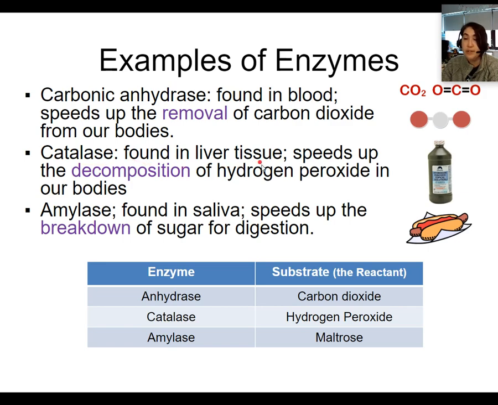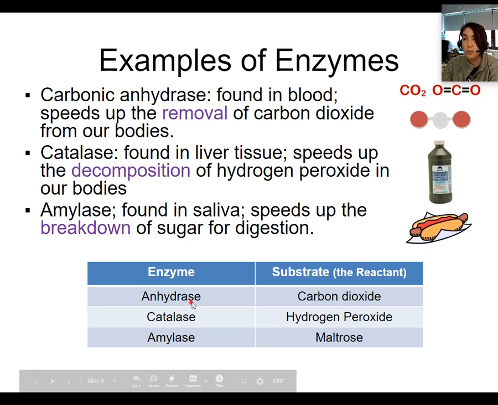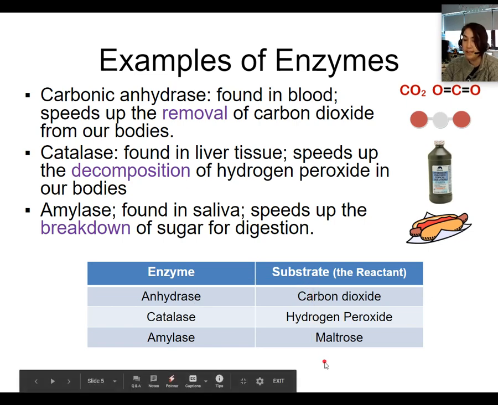Catalase, it's found in liver tissue. It speeds up the decomposition or the breaking down of hydrogen peroxide in our bodies. And amylase, it's found in your saliva, and it speeds up the breakdown of sugar for digestion. It gets those starches broken down into simple sugars. So you notice all of these enzymes have that ending of ASE. When you see ASE at the end of a term, that's going to be an enzyme that breaks things down. And we have the substrates or the reactants that those enzymes work with.